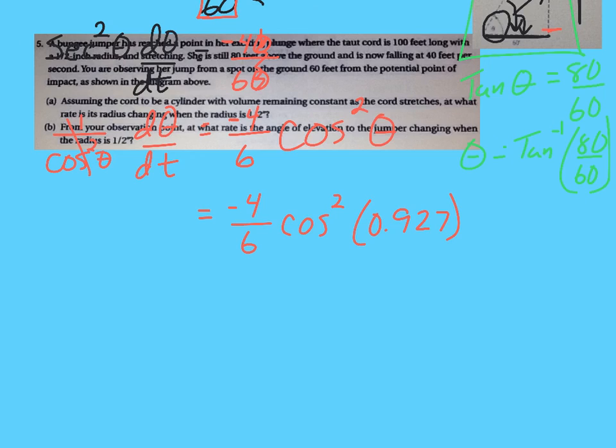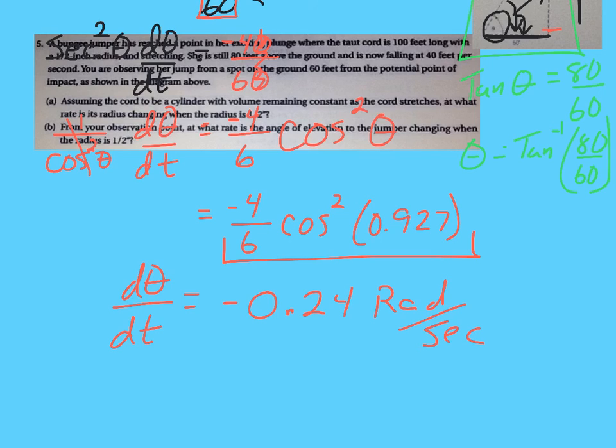Let's just slide this up one more time. And finally then, d theta dt. Let's just punch all of this in. I'm going to take cosine of the answer I just had and square that. And then I'm going to multiply it by negative 2/3. So I'm going to multiply that answer by negative 4 over 6 or negative 2 over 3. And I have negative 0.24. This will be in radians per second. And that's that solution there.